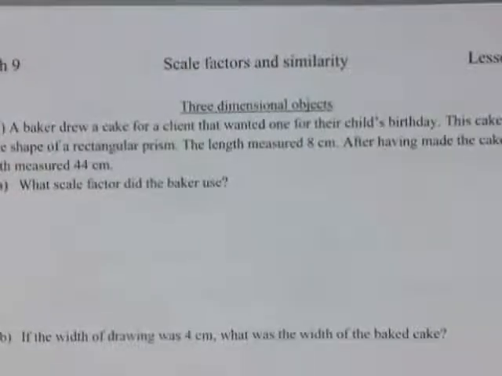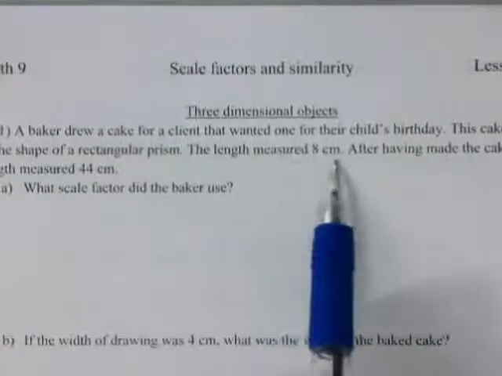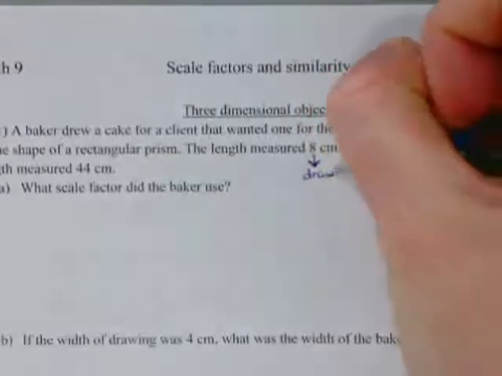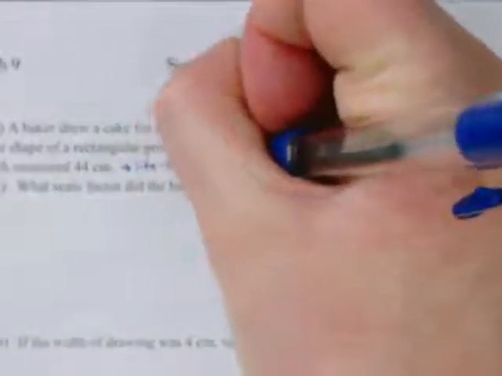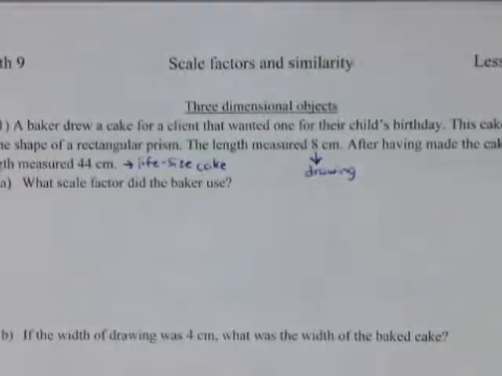First of all, the baker had to draw the cake out for the client so that the client could say yes, this is what I want, or no, this isn't what I want. Obviously, a baker is not going to make a cake and then have the client say yes or no. So when the baker drew the cake, the length measured 8 centimeters. This is for the drawing. And after having made the cake, the length now measured 44 centimeters. So this is the life size cake now.